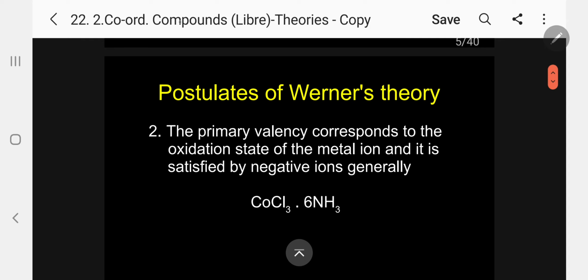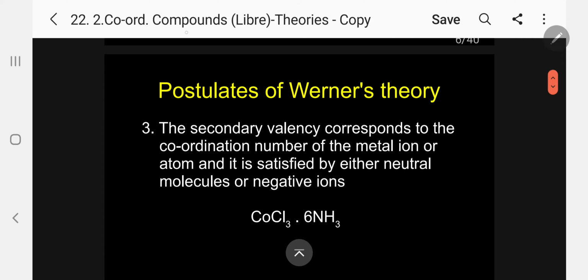The second postulate: the primary valency corresponds to the oxidation state of the metal ion. We have already discussed what the oxidation state of the metal ion is. It is satisfied by negative ions generally. Here, the oxidation state of cobalt is +3, and the negative ion is chloride. Kindly follow.